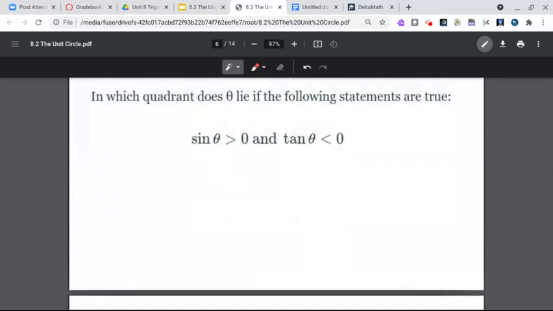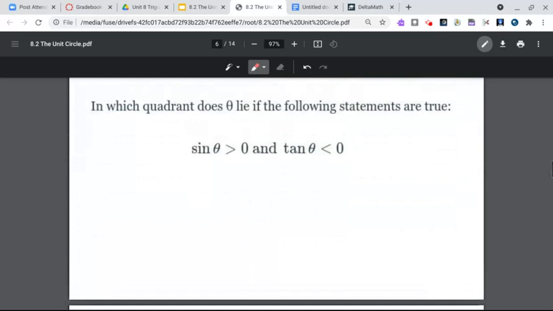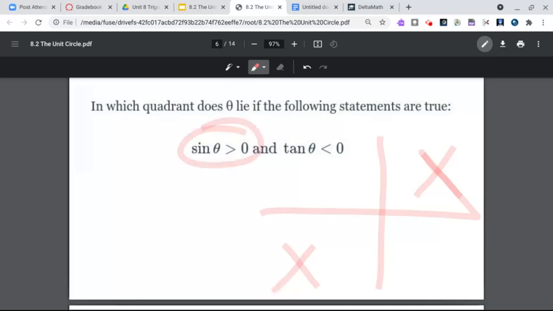Okay, next one. In which quadrant does theta lie if sine is greater than 0, but tangent is less than 0? Okay, so I know I can eliminate quadrant 1 because everything's positive there. Tangent's less than 0, so it can't be quadrant 3 because tangent's greater than 0 there. And from the remaining 2 potential quadrants, if sine is greater than 0, it has to be in quadrant 2.